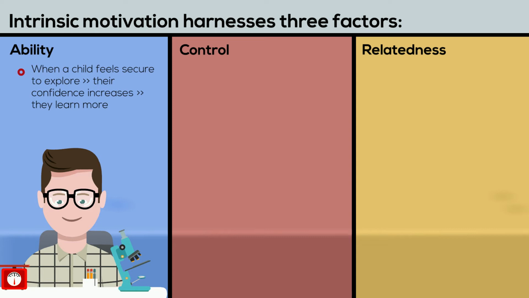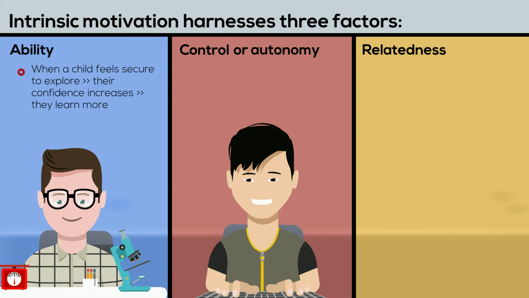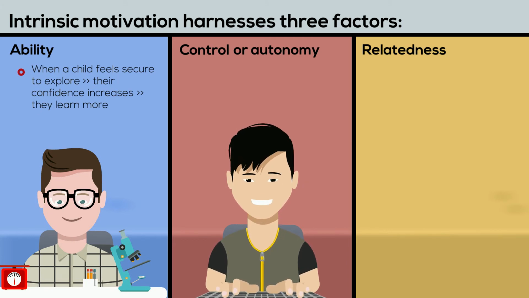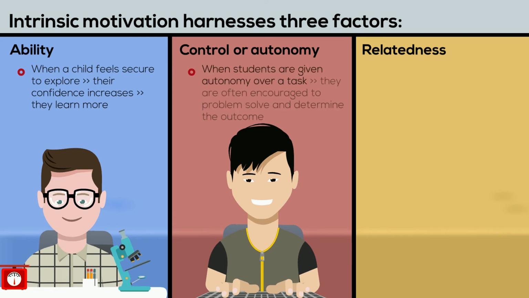The second factor is control or autonomy. Feeling empowered and having control over one's learning is strongly linked to motivation. For example, when students are given autonomy over a task, they are often encouraged to problem solve and determine the outcome, fostering intrinsic motivation. The third factor that encourages motivation is relatedness.